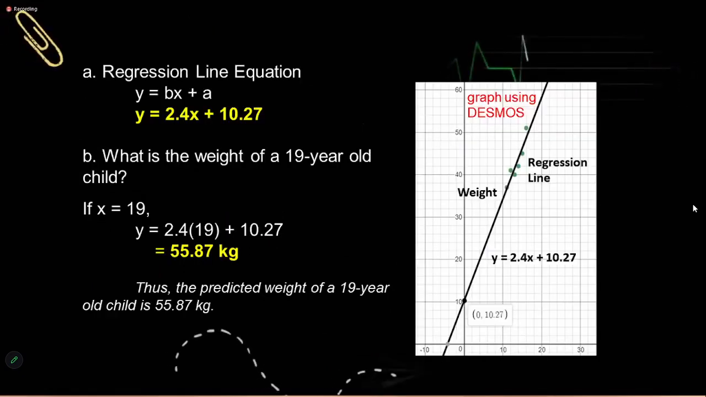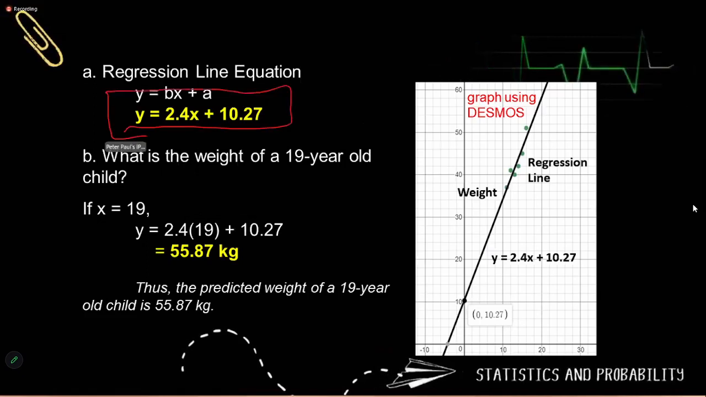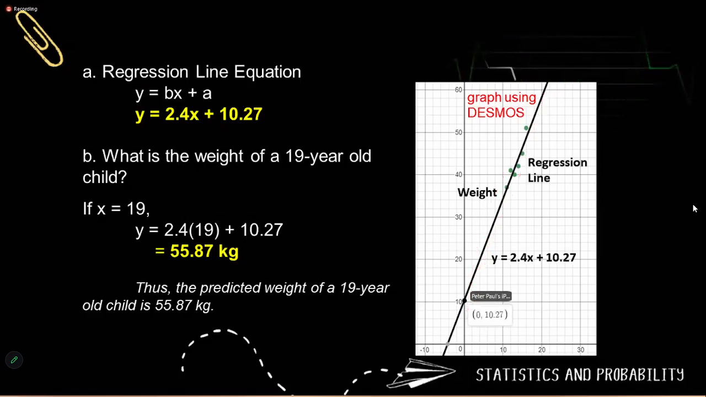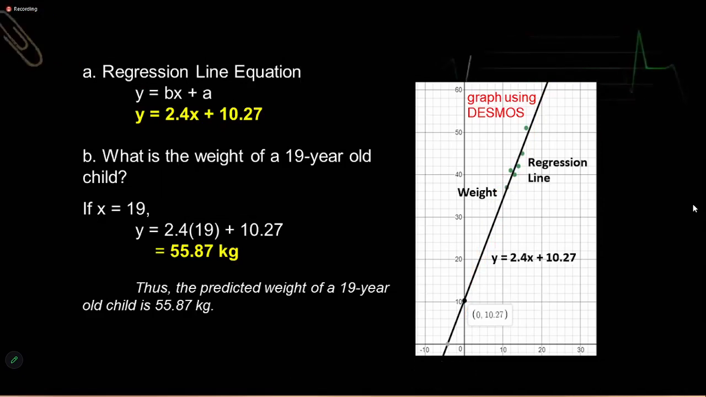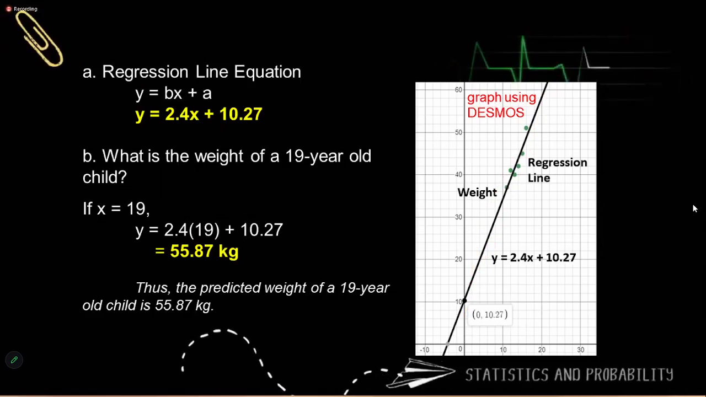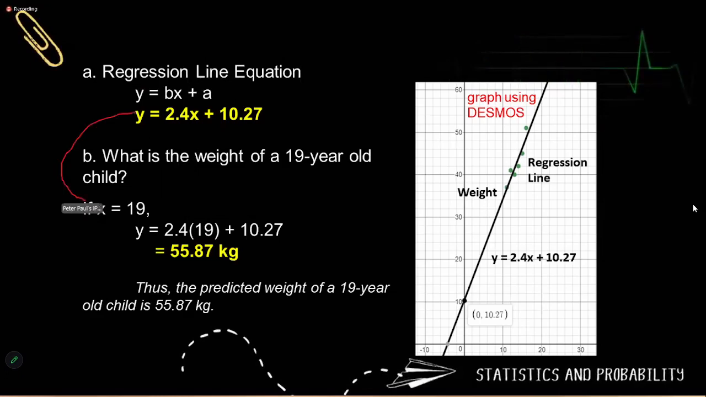Magiging ganito yung ating regression line equation. Now, it's y is equal to 2.4x plus 10.74. Pag nilagay natin yan sa Desmos, mabubuo yung ating regression line. Ngayon ang tanong, dahil predictability ang binibigay ng regression line, gagamitin nyo ngayon si regression equation when you wanted to know the age of the child when he or she is 19 years old.